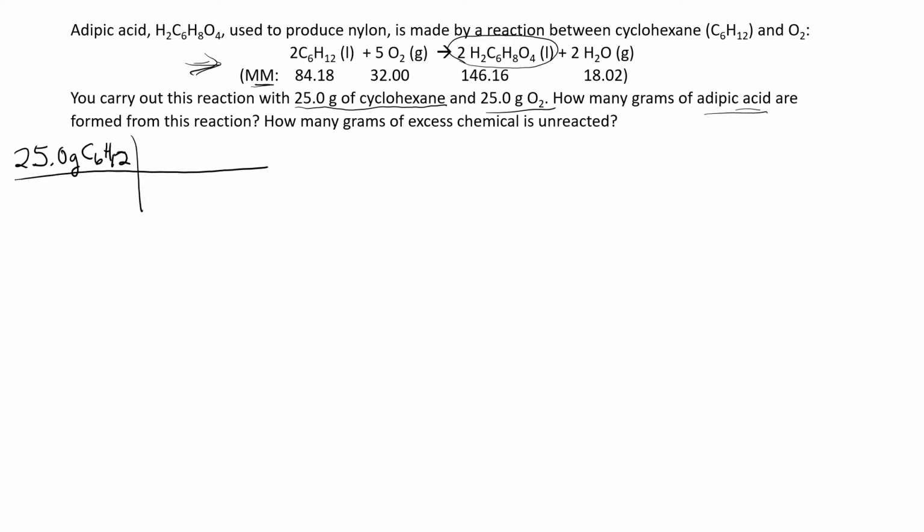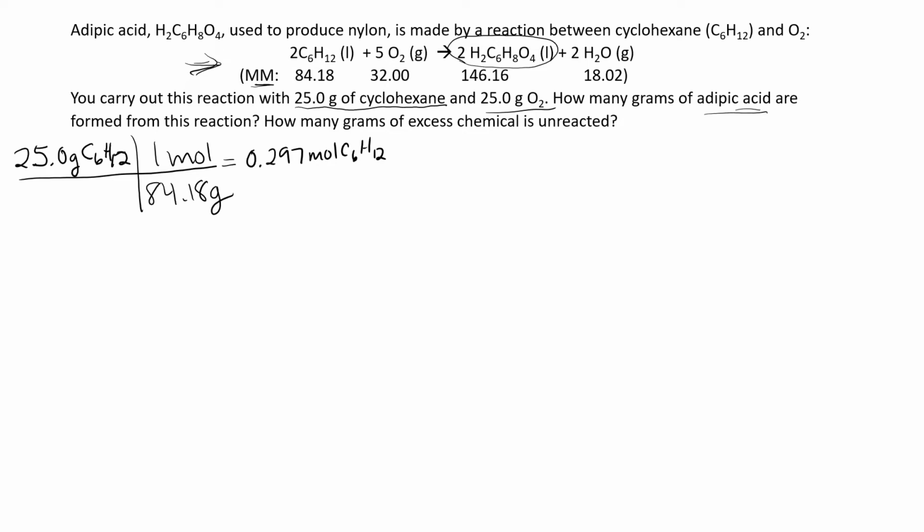So for our cyclohexane, 84.18 grams in 1 mole. I'm going to go ahead and calculate that. So 25 divided by 84.18. You can already see this is not going to be as pretty of a number. We have 0.297 moles of C6H12.